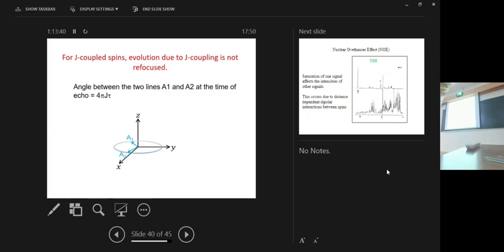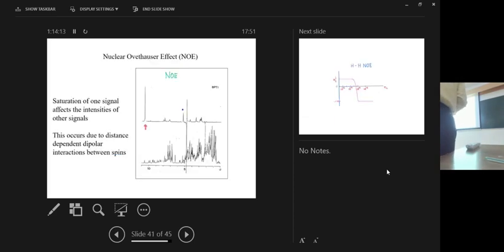When there is a coupling, they will start fanning out even more than at the end of the echo. Therefore, we will simply say the angle between the two lines A1 and A2 at the time of echo is given by 4πJτ, where J is the coupling constant. So you see, when tau is equal to 1 by 4J, what will be the angle? It will be pi. So they will be oriented opposite to each other. And that is an extremely important concept which is used for various manipulations.